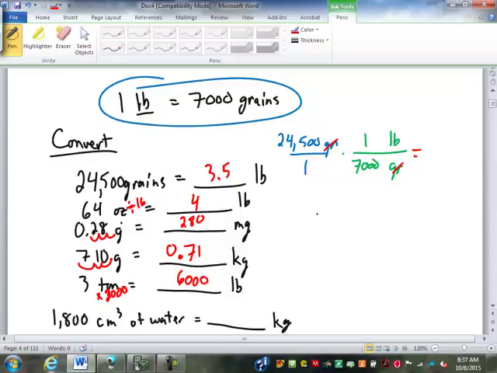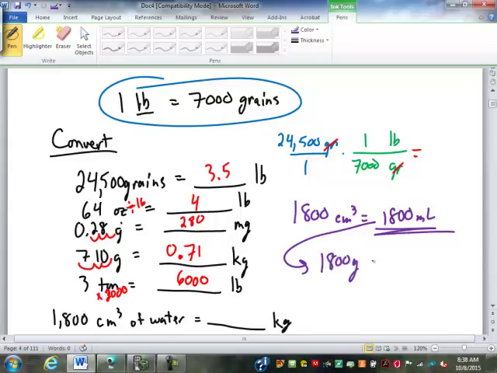Now the last one's on here just to see how well you were paying attention. 1,800 cubic centimeters is going to be 1,800 milliliters. 1 gram is defined to be the mass of 1 milliliter of water, or 1 cubic centimeter of water. So if this is water, that would be 1,800 grams, which is 1.8 kilograms.